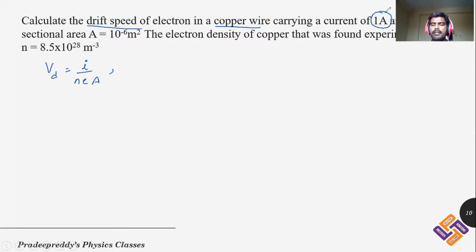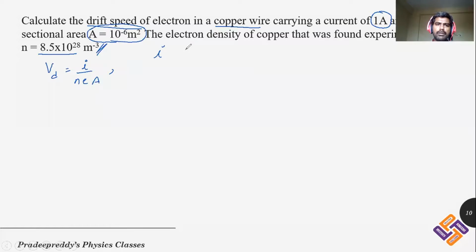1 ampere of current is produced due to the motion of the charge through an area of cross section of 10 power minus 6 meter square. And the electron density of the copper, that means the total number of electrons in the copper wire, is found to be 8.5 into 10 power 28 per meter cube. So in 1 meter cube of a copper wire, these many electrons will be there. So all the values are being given.